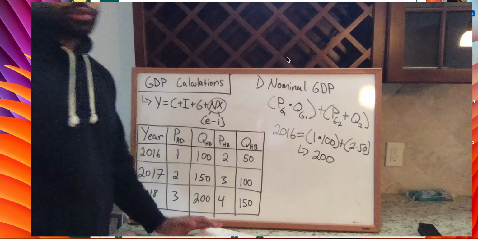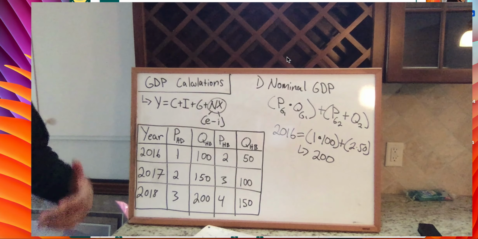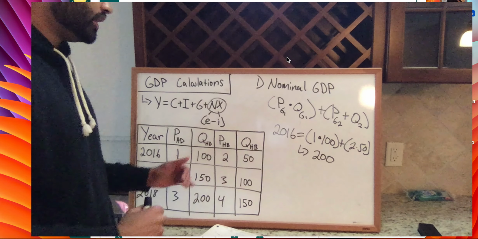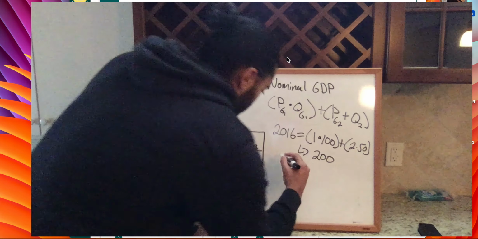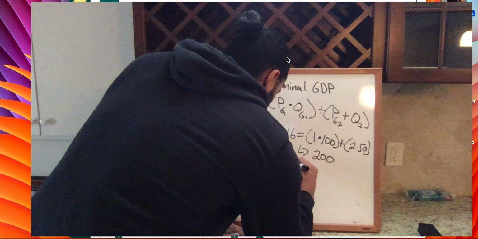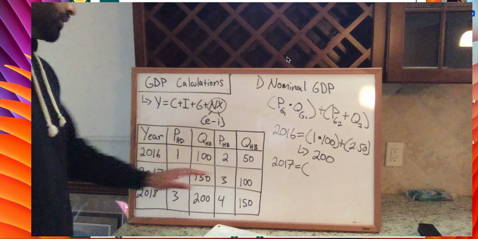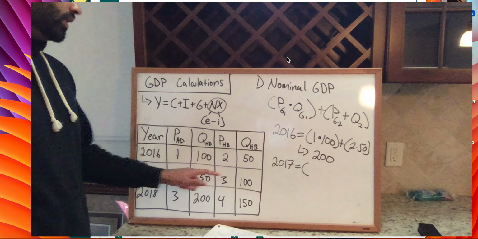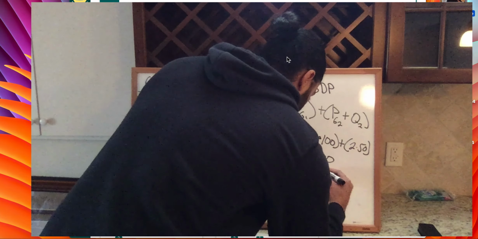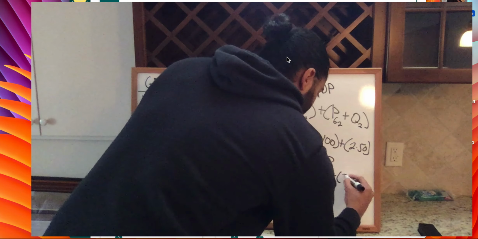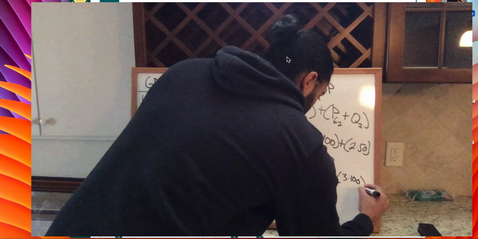Now at this point in the video, you can pause the video and go ahead just to check your answers, but for 2016, it's going to be 200, and we're going to do the same setup for each single year. So now we'll do 2017. Now we're looking at the row associated with 2017. So 2, 150, 3, 100. So it's 2 times 150 plus our second good, which is 3 times 100.